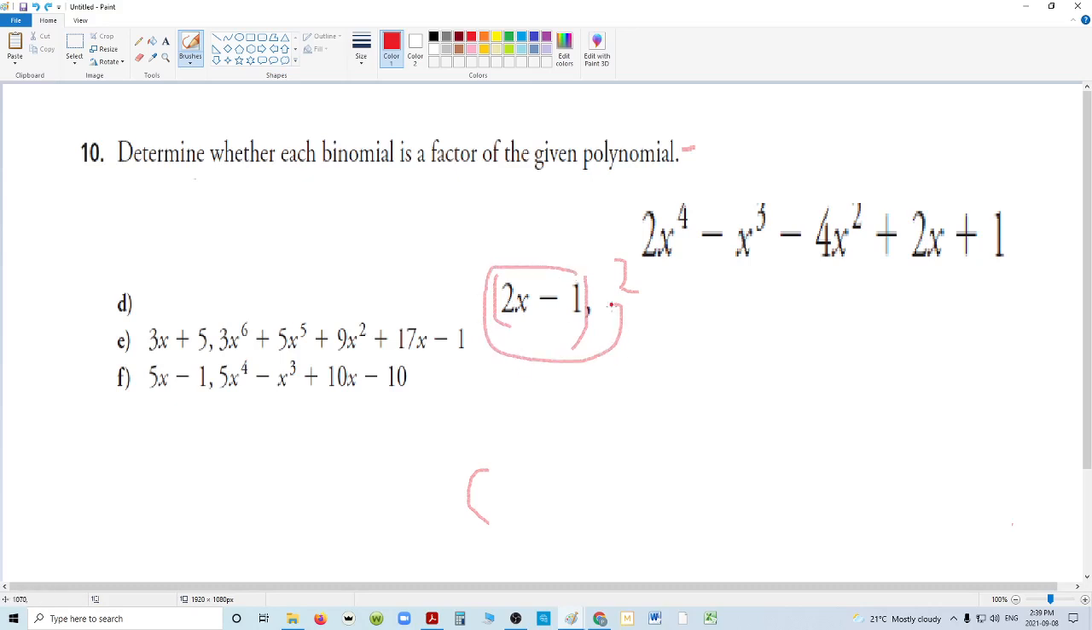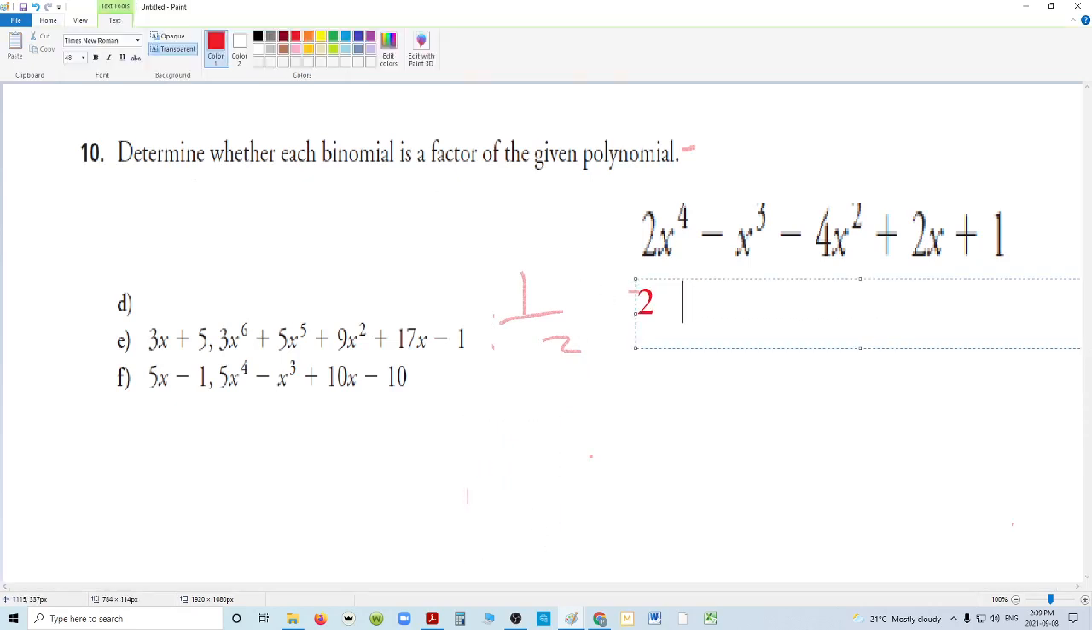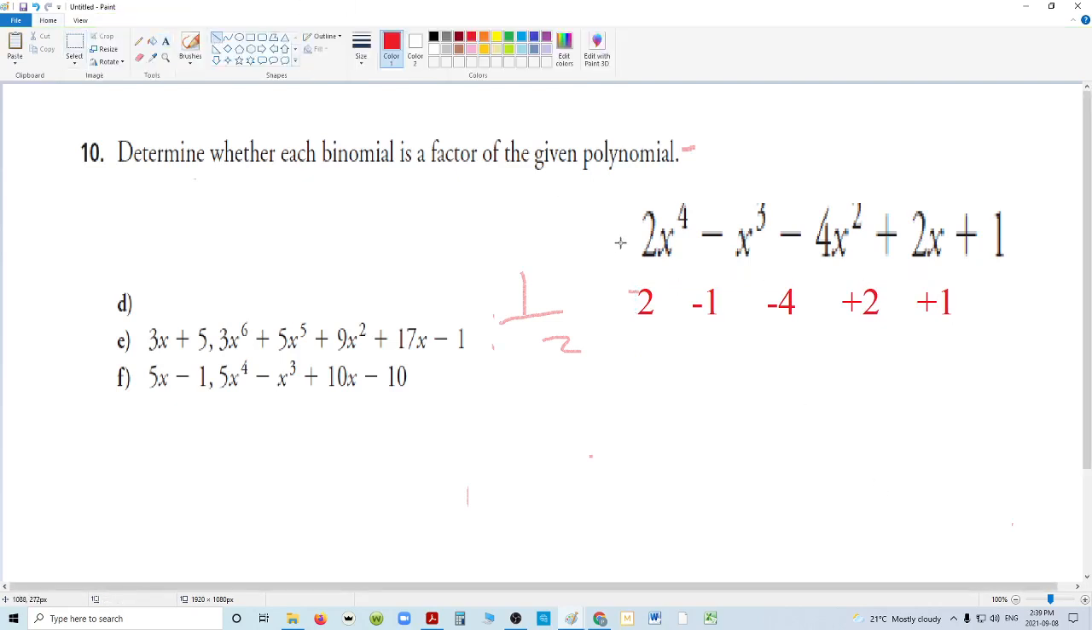What makes this whole thing equal to 0 to come up with the root? It's 1/2. When x is 1/2 here, this whole thing becomes 0. So I'm looking for whether positive 1/2 is going to come out with a remainder of 0 in synthetic division. I start with each of my numbers: 2, minus 1, minus 4, plus 2, plus 1. Make your little synthetic division box just to make things a little bit easier.